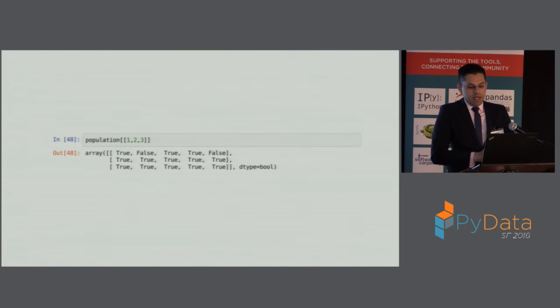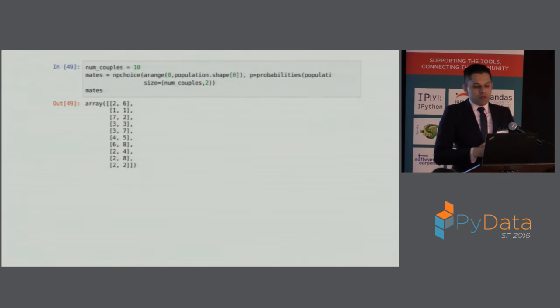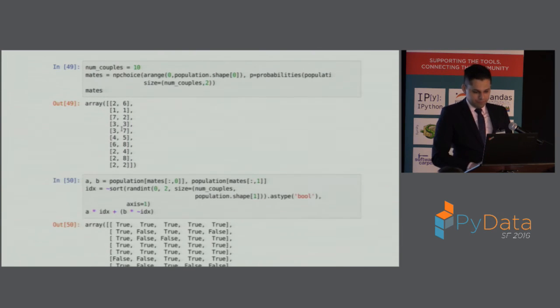And so you can see one thing that we can do with NumPy is we can do other fancy indexing, like we can select the first, the second, and the third chromosome all at once. What we might want to do is select the number of couples. So we want to figure out how many couples we have, and here you can see I randomly generated all the couples. So this says 10 couples, 2 and 6 will mate, 1 will mate with itself, 7 and 2 will mate, 3 will mate with itself, 3 and 7 will mate.